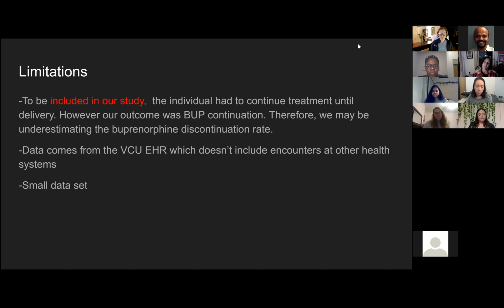The second major limitation is that we're using EHR data, which is an incredible resource and provides a ton of detail on patients, but it is limited to healthcare that's done at BCU. Any care that's done outside of that, we won't necessarily see. And then the other thing is just a small data set, which we can't do much about. But like Dr. Martin recognized, this is truly a population that doesn't get talked about or addressed, so having data is a really important step for advocacy and providing adequate care.